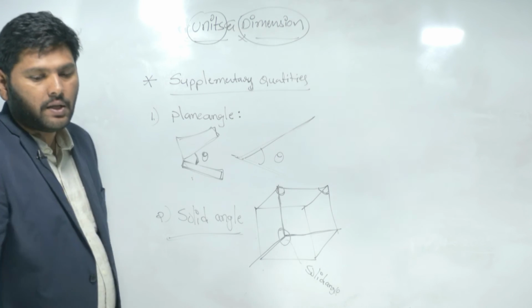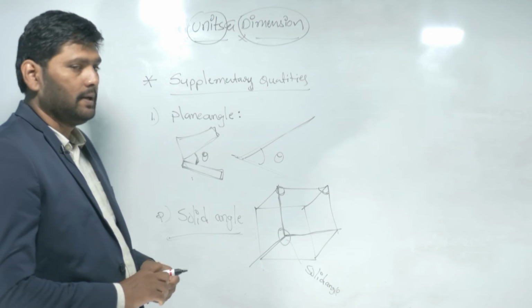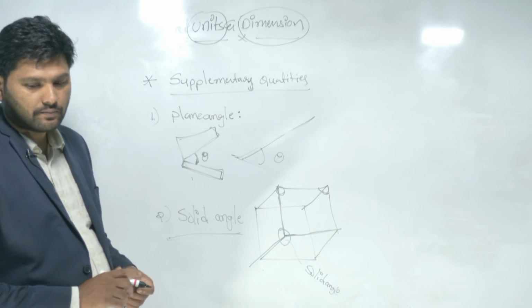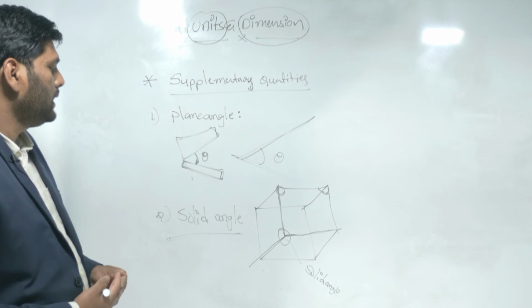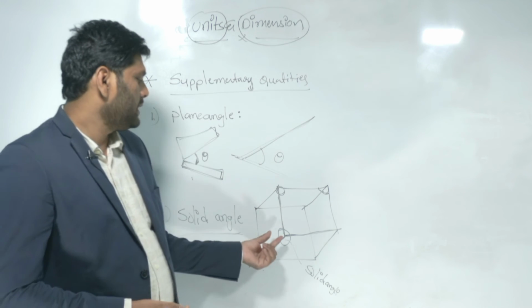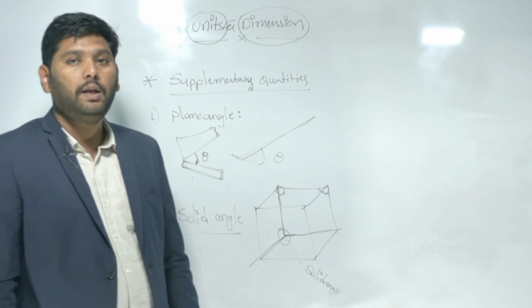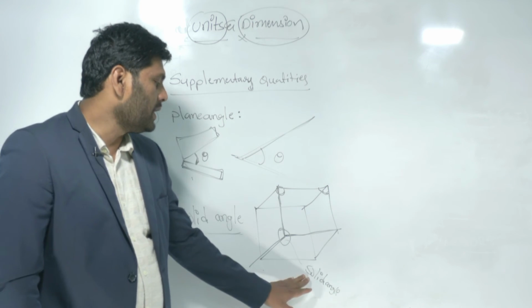This is the way we can explain solid angle and plane angle. Understand? So better note it down. Solid angle is the angle at the corners of any three-dimensional object. So it is known as solid angle.